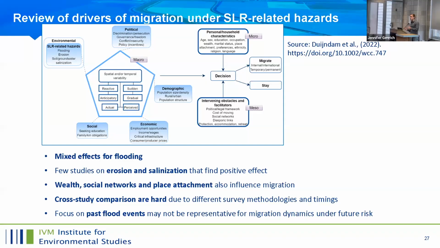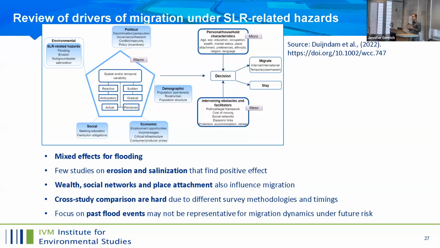But of course, as I said before, other factors also play a role. So there is, for example, wealth that influences migration. More wealthy individuals are more likely to actually migrate under sea level rise risk, and also social networks and of course place attachment play a role in this.